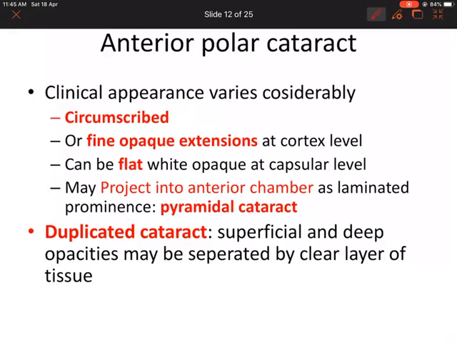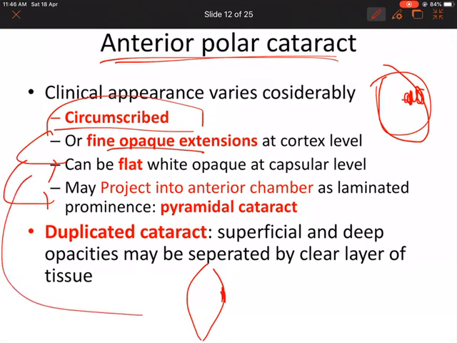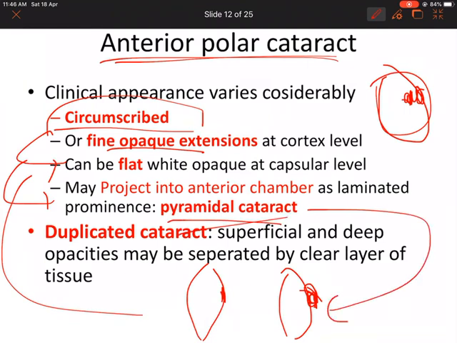Then coming to anterior polar cataract. Anterior polar cataract, its clinical appearance: it can be circumscribed. It is a fine opaque extension. It can be flat or it can project. So polar means the anterior surface and posterior surface. In the anterior surface, it can be either a flat cataract or it can project out. If it projects out, it is called a pyramidal cataract. If it doesn't project out, it is called a flat cataract.